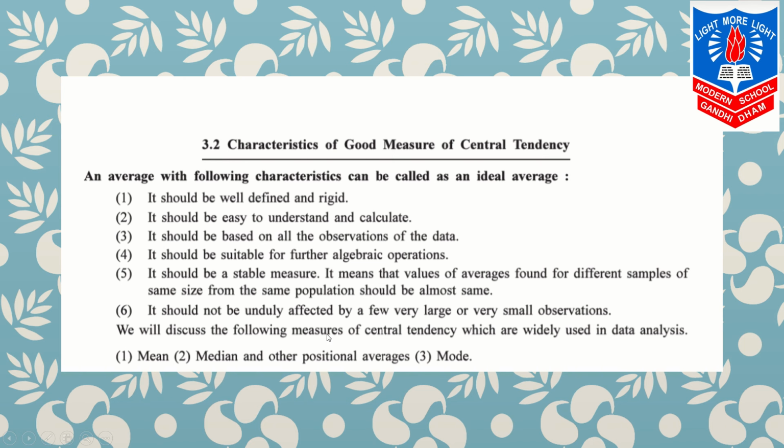We will discuss the following measures of central tendency, which are widely used in data analysis. Yes, basically over here we will be studying the main three. The very first one is mean, the second is median, and the others are positional averages. The third one is mode. All these words, mean, median and mode, are not at all new for you students.